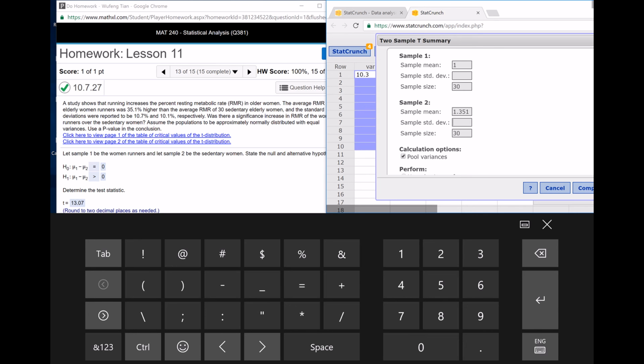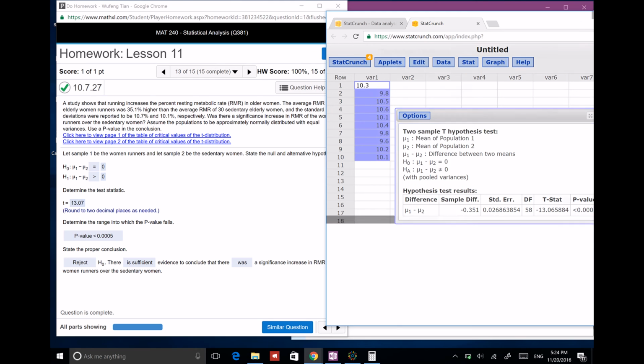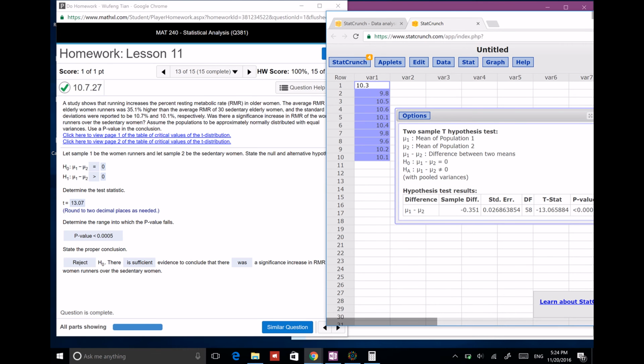And the standard deviation. So first one is 0.107. Oh wait, my bad. This one, the standard deviation is 0.101. Compute. Okay, and I think I have to do mu1 minus mu2.